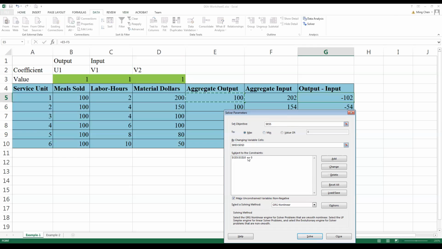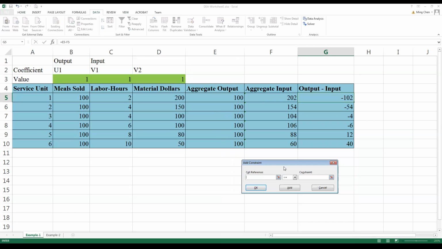We also have another constraint. The second constraint depends on which service unit you want to assess. So here, because I want to assess service unit 1, I want to have another constraint. This constraint says the aggregate input for that service unit has to be equal to 1. This is the second constraint. Normalize.